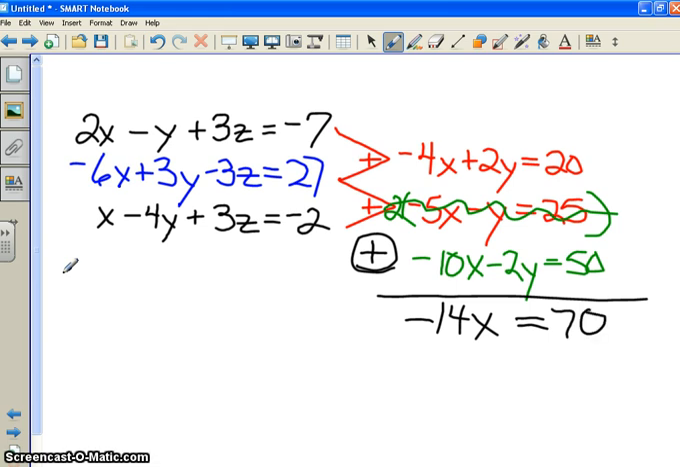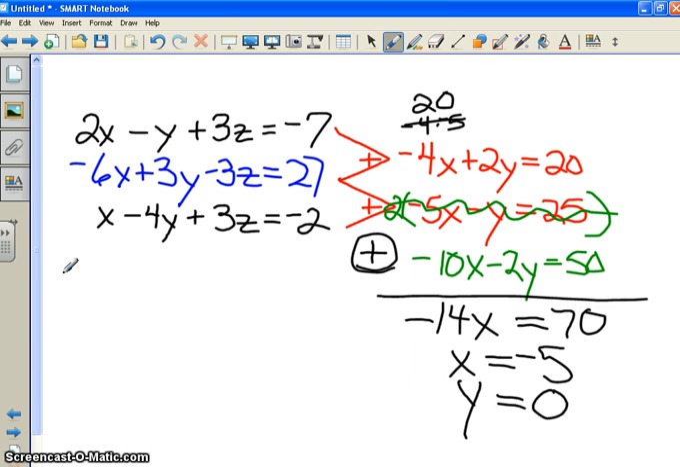Solving for x, dividing by negative 14. 70 divided by negative 14 is negative 5. And then I can plug that into the red equation. Negative 4 times negative 5 is 20. 20 plus what would make 20? Well, 0. So y has to be 0.